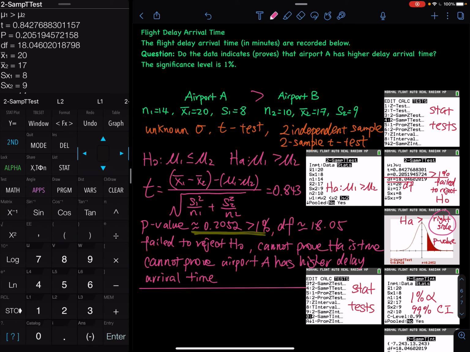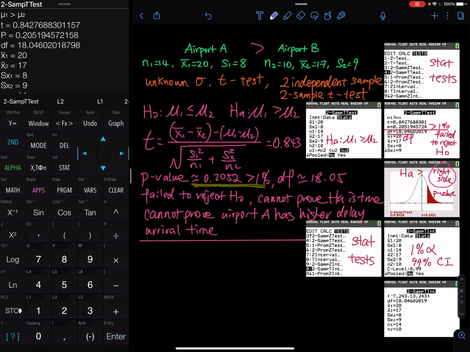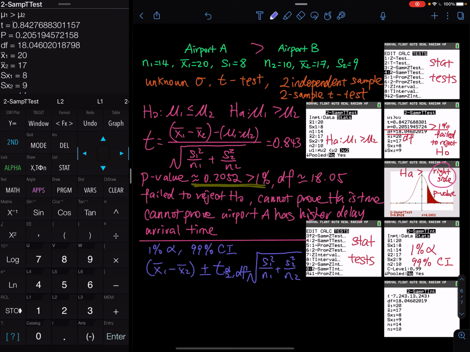And then the next stage is doing a confidence interval. For the confidence interval, since alpha is 1%, we have to construct a 99% confidence interval. The formula is we have a point estimate x1 bar minus x2 bar, plus or minus t alpha divided by 2, degree of freedom, times the square root of s1 squared divided by n1 plus s2 squared divided by n2. And then we take the number straight from our calculator.